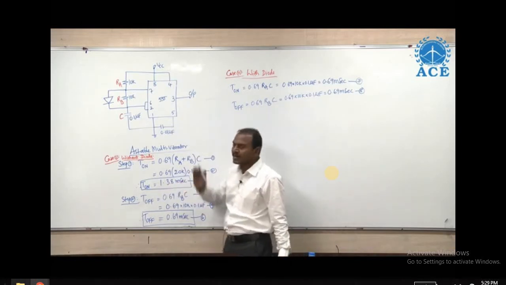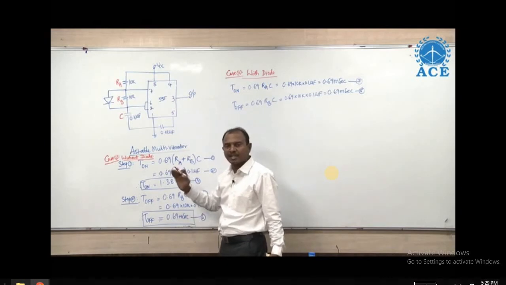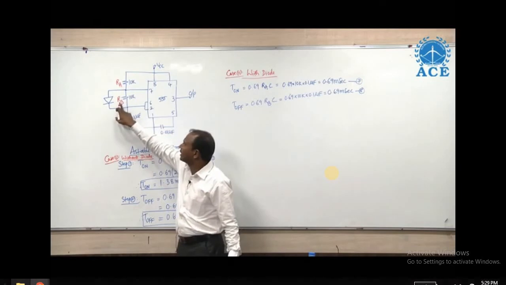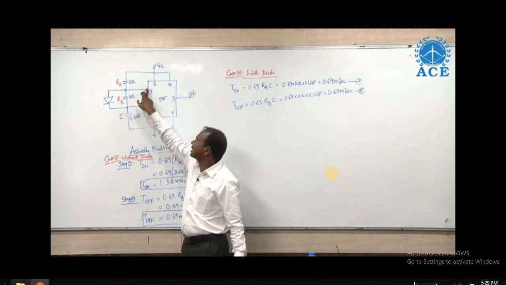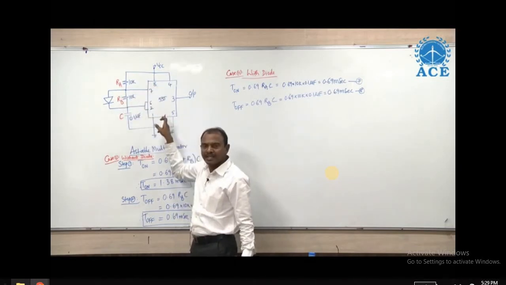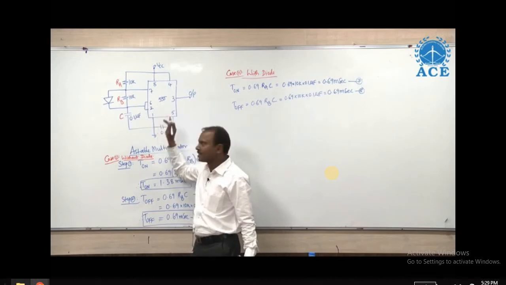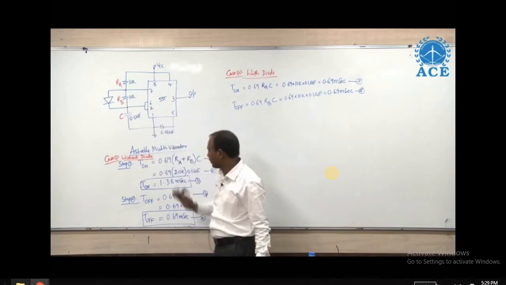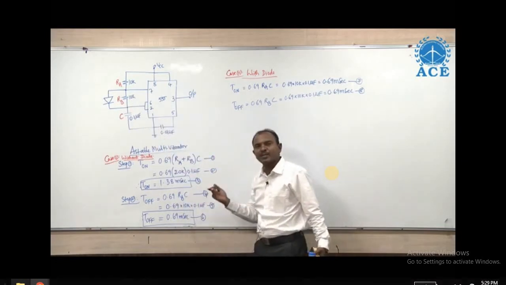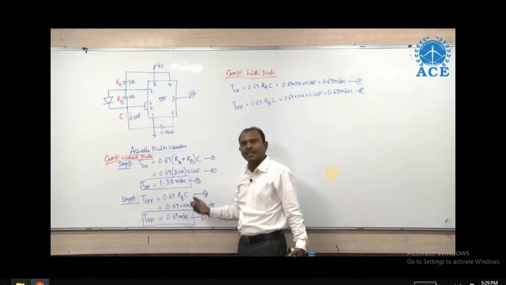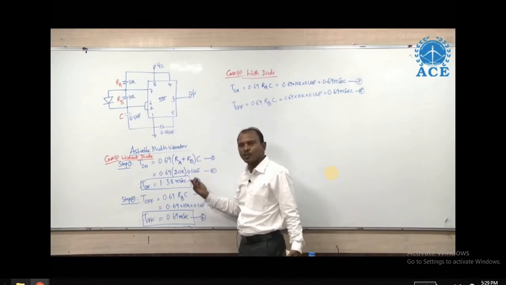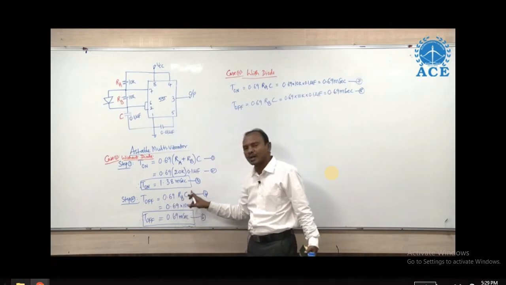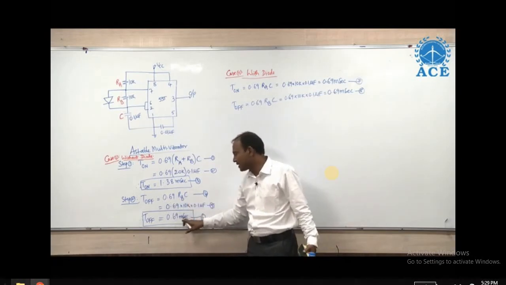In the same circuit, the capacitor discharges via RB only, because pin number 7 is connected to the discharge transistor internally in the timer. Therefore, the discharging period of the capacitor, which is the duration of the negative half cycle of the output of the 555 timer in astable mode, is given by 0.69 into RB into C, which gives us 0.69 milliseconds.